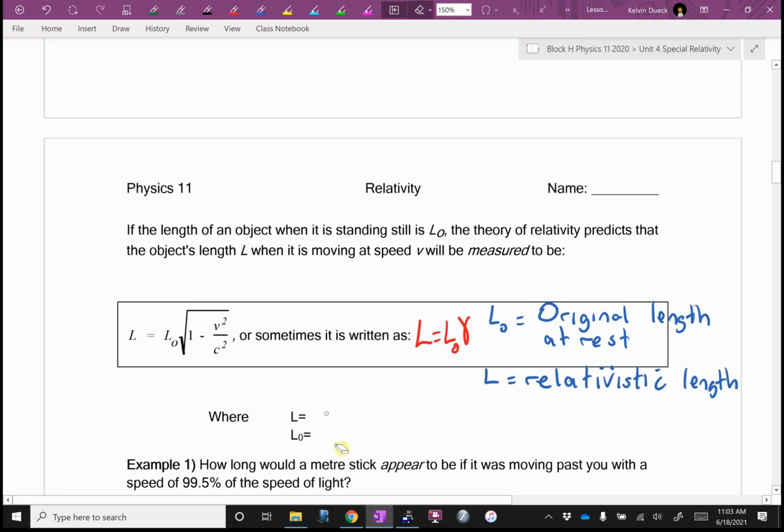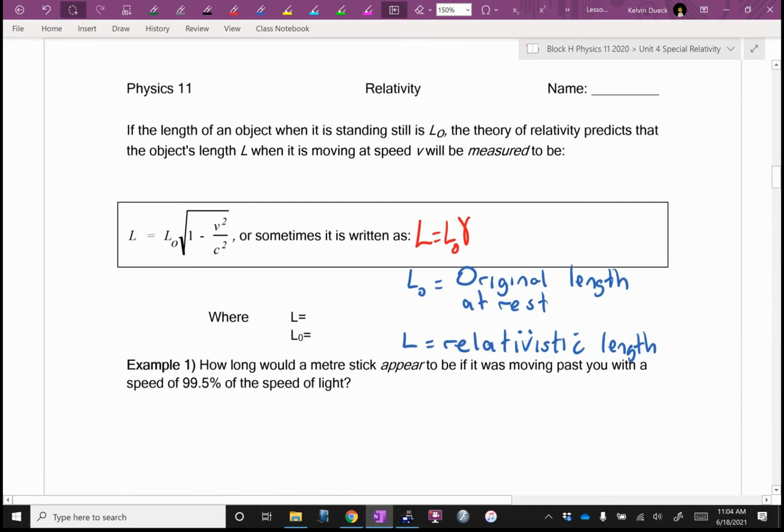Oh, I knew I had L and L0 down there. Sorry. That's okay. I was going, why didn't I put that in a little separate column? I usually would have. So there, I'll do that a little clearer.